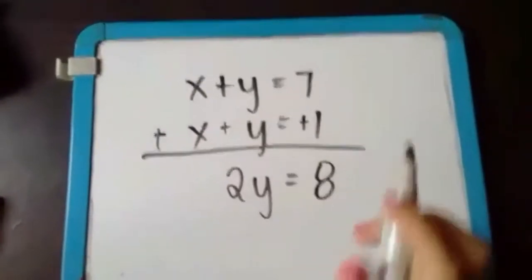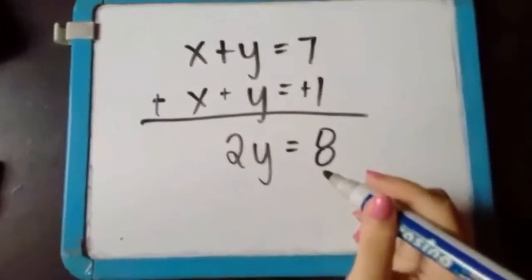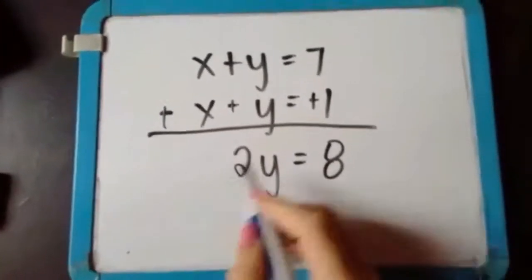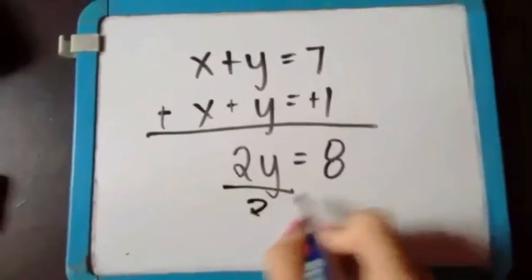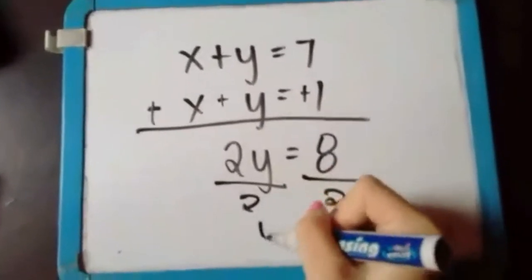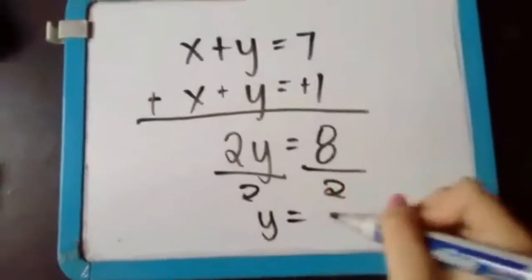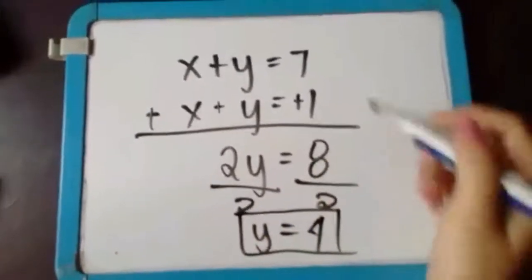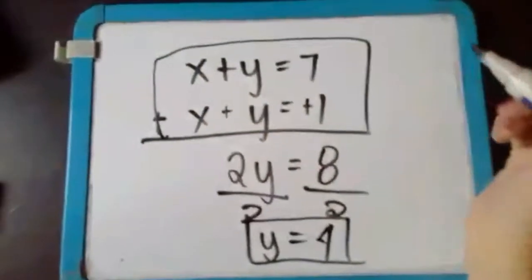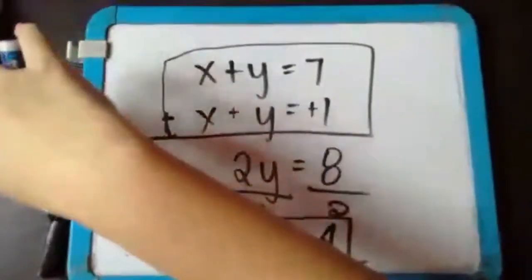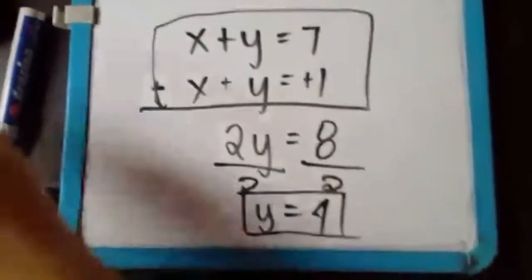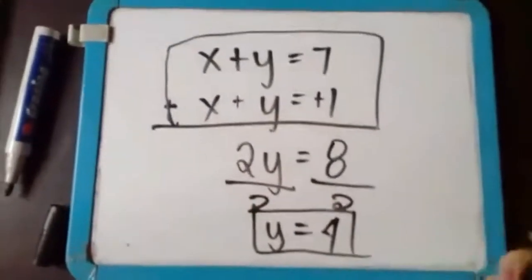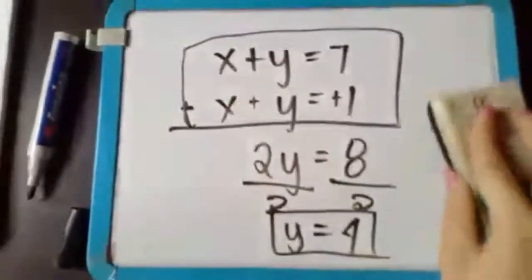So now we're going to find the value of y. Since this is 2y, we're going to divide both sides by 2. So it's going to be y is equal to 8 divided by 2, which is 4. So therefore, the value of y in these equations is 4. So now we're going to find x by using the substitution method. We're going to substitute y to 4 and we're going to choose one equation. We're going to choose the first equation so that it's going to be easy.